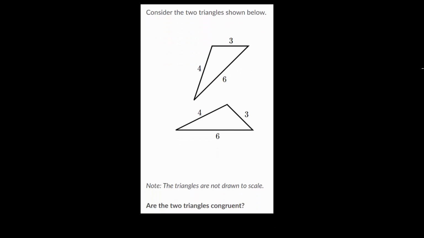So, as an example, we can look at this problem here where we have two triangles shown below, and we need to determine if they're congruent. What you can see is that they each share this long side of 6, they each share this middle length side of 4, and they each share this short side of 3. And since they have three sets of equal sides, by the side-side-side rule or the side-side-side postulate, we can confirm that these two triangles are in fact congruent to each other.